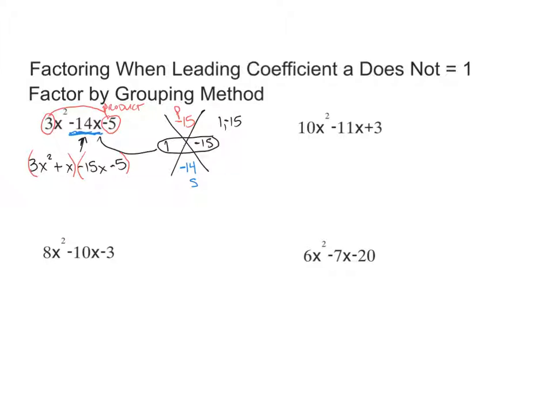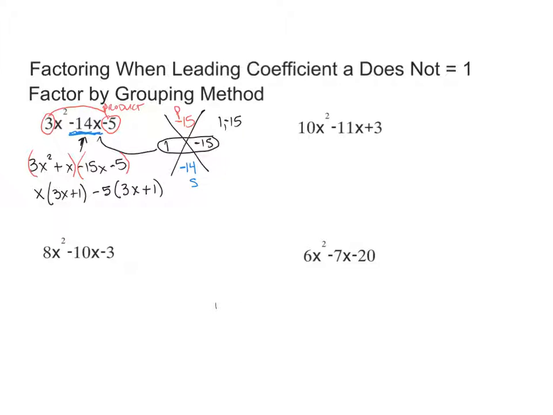Now, take the first two that you group together, and what can you factor out? Well, I could factor out an x. And in this case, when I factor out an x, I am left with 3x plus 1. Now, in this second part, I can factor out a negative 5. And when I factor out a negative 5, I'm left with 3x plus 1. Remember, negative 5 times 1 gives me that negative 5.